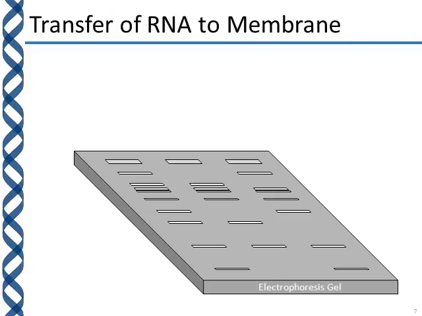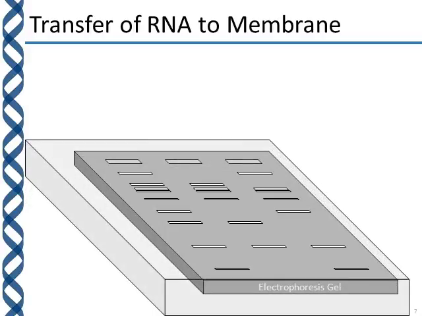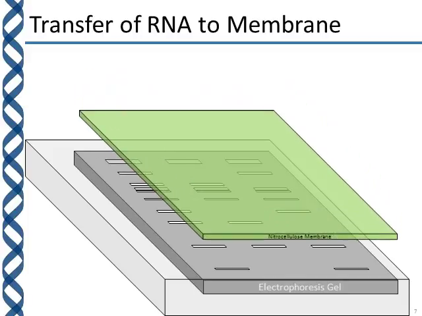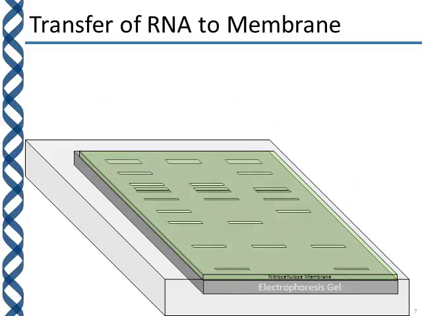Here we show you diagrammatically how northern blotting works. Your RNA is added to the electrophoresis gel. It is electrophoretically separated. It is then placed into a tray. On top of the electrophoresis gel is placed a nitrocellulose membrane. This is placed in contact with the electrophoresis gel.